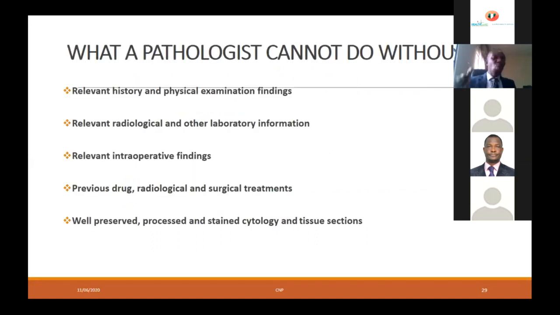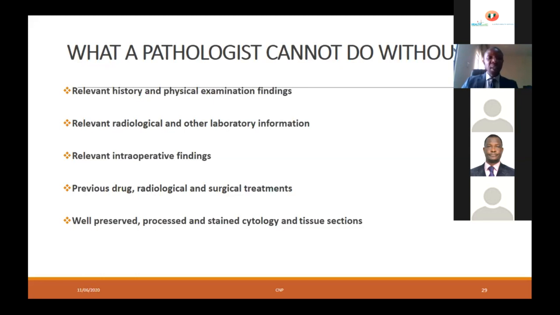What can we not do without? Let me do a recap now, I'm rounding up. Relevant clinical information and physical examination findings are of utmost importance to the pathologist. Relevant radiological and other laboratory investigations are very important to us as well. Relevant intraoperative findings. If you open the patient and say the patient has a frozen pelvis, and you took a small piece, you need to be able to tell us exactly what you saw. Previous drug use, radiological treatments, all forms of intervention, we need to know about them.